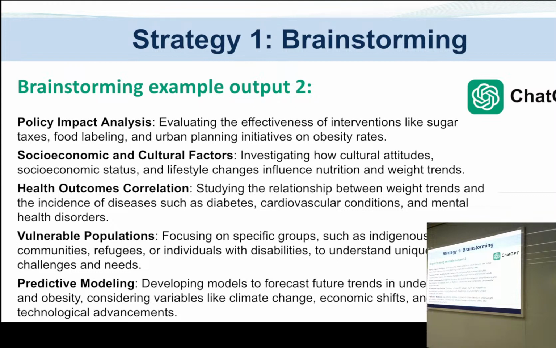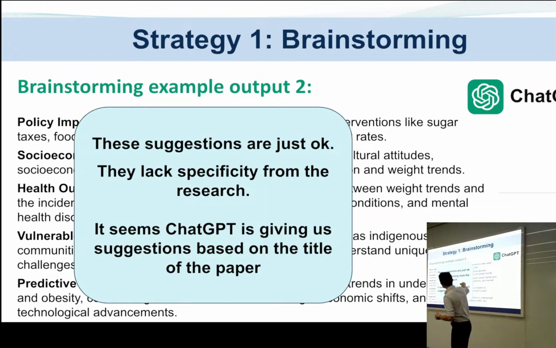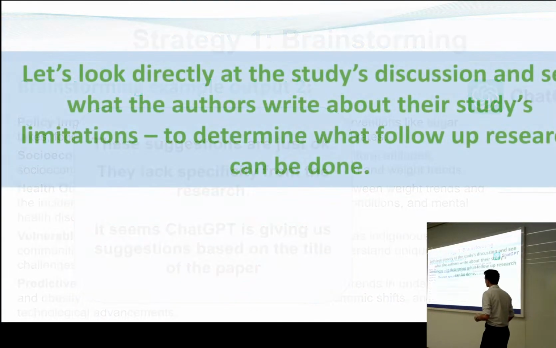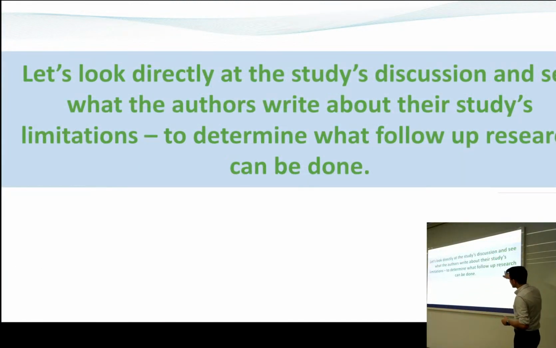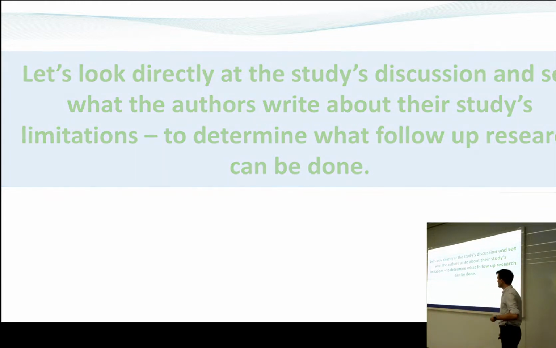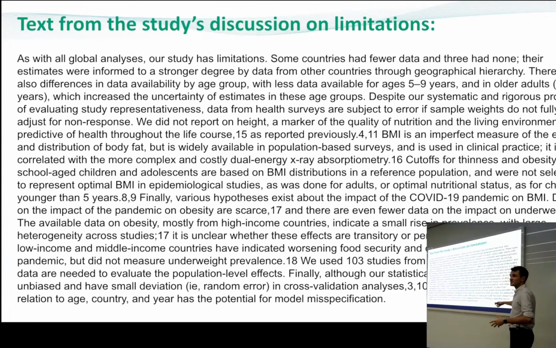Because in my prompt, what did I say? So these suggestions are just okay, and they lack specificity. It seems ChatGPT is giving us suggestions based on the title of the paper. I don't think ChatGPT read the paper to give me these suggestions. How do we fix that? Let's look directly at the study's discussion and see what the authors write about their study's limitations and determine what follow-up research can be done. I just copy-paste, so you don't have to read it.